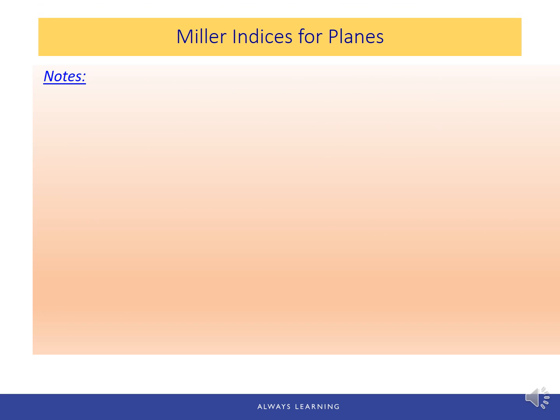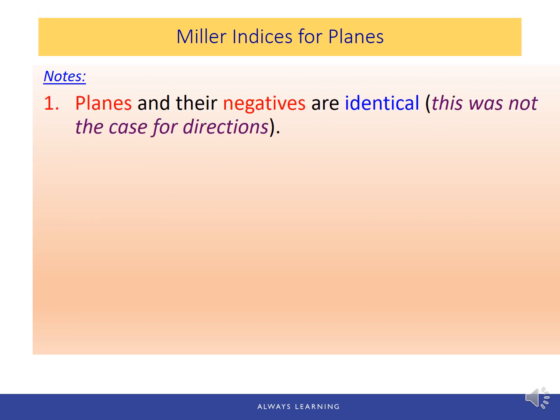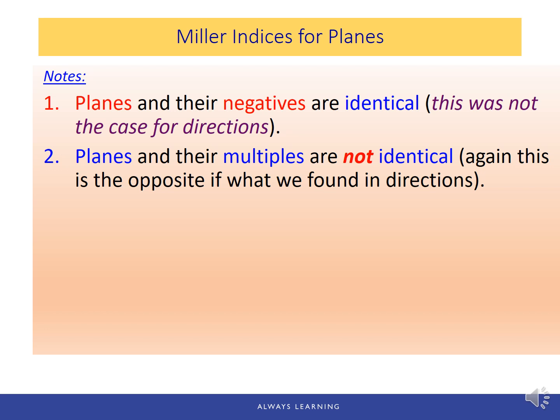Some notes on Miller indices for planes. Planes and their negatives are identical, but this is not true for directions. Planes and their multiples are not identical. That's why we shouldn't reduce the Miller indices to the smallest integers. But directions and their multiples are identical.